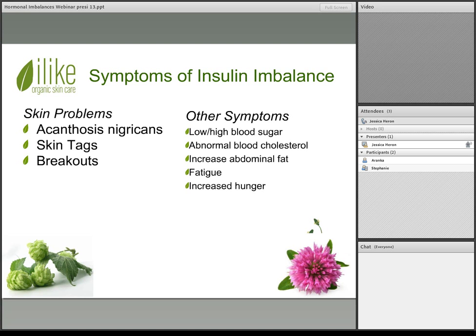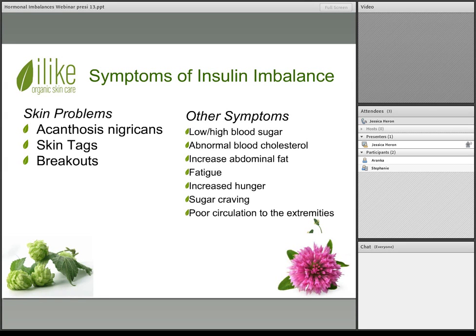abnormal blood cholesterol, increase in abdominal fat, so weight gain, fatigue, and also increased hunger as well. A lot of times, of course, in an insulin imbalance type of client, if their diet is very high in carbohydrates, our body turns that into sugar. And so it can also lead to a higher risk of becoming diabetic. And of course, when our body produces more of that sugar, we actually have an increased appetite, and that makes the problem even worse. Also, the sugar craving, as I was just mentioning.